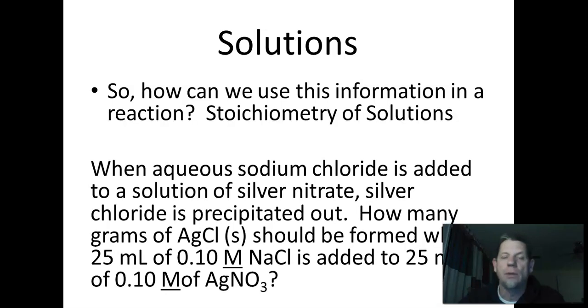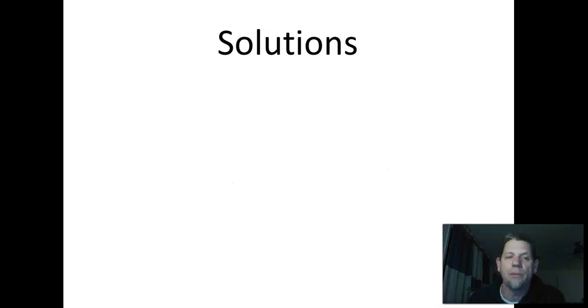Okay. So here's the problem. When aqueous sodium chloride is added to a solution of silver nitrate, silver chloride is precipitated out. How many grams of silver chloride should be precipitated out? That's the solid, that's the insoluble part. When 25 milliliters of a 0.1 molar sodium chloride solution is added to 25 milliliters of 0.1 molar silver nitrate. So again, there's a lot of words. Some of you are going to need to stop and write that down for a minute because that information becomes very, very important to us. So as we move on, we're going to work through this and see what we need to do.